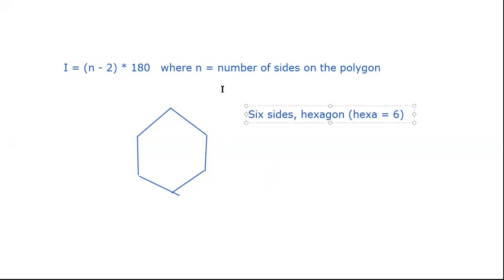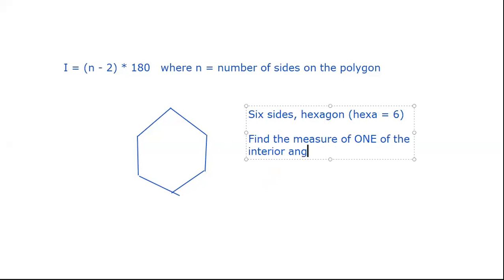And we need to figure out the measure of one of the interior angles. Only one. Well, you have a formula there, n minus 2 times 180. So the measure of one of the interior angles equals the number of sides, 6 minus 2 times 180.